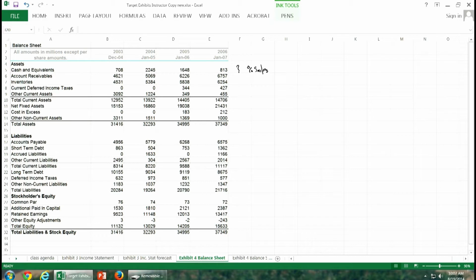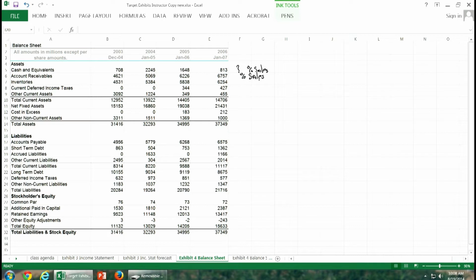Accounts receivable, as we've talked about before, is what the customers owe Target. So in this one, we would expect that the more you sell, accounts receivable should go up. So we would really expect this to be a percentage of sales, because the receivables are based upon the price at which it's sold to the customers. Inventory. Now, typically, we could do inventory as a percentage of sales.